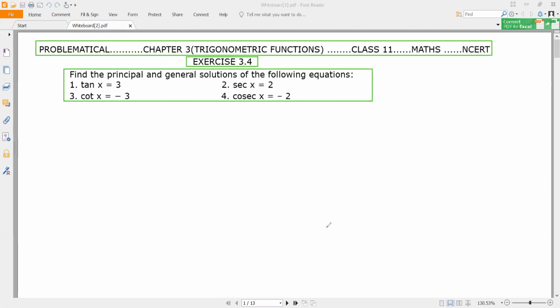Principal solution is when the angle x in each of these cases lies between 0 to 2 pi. There would be two values of such angles, that means two principal solutions for each of the trigonometric functions. The general solution would be in terms of the general equation represented with integer n.